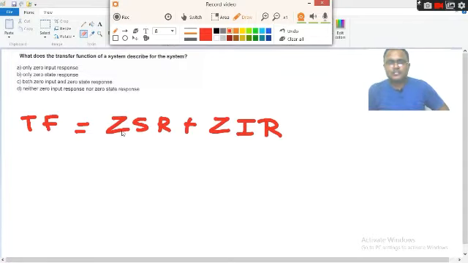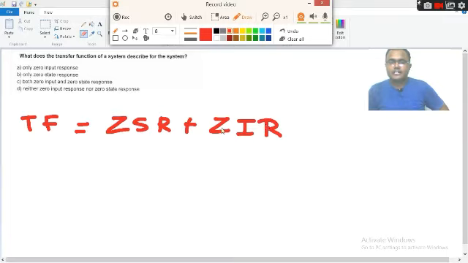Zero state response means all the state variables are assumed to be zero in this case. So here all the state variables are assumed zero, and therefore the response is because of only the input. That is the reason it is called a zero state response.